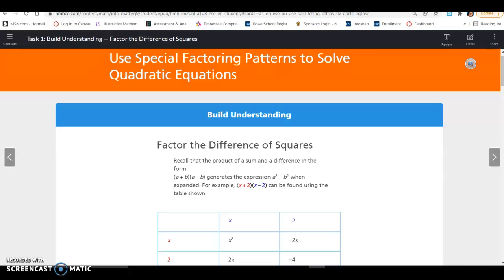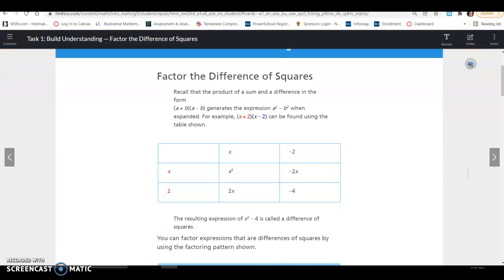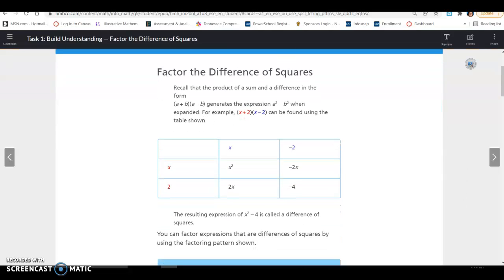Lesson 17.4, Task 1. Use special factoring patterns to solve quadratic equations. Factor the difference of squares. All right, so this is something you're going to see on a regular basis. So again, if you can commit this formula to memory, it's a big topic in all your math classes and especially on the ACT. So it says factor the difference of squares.